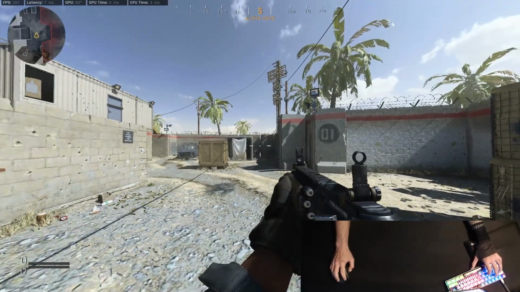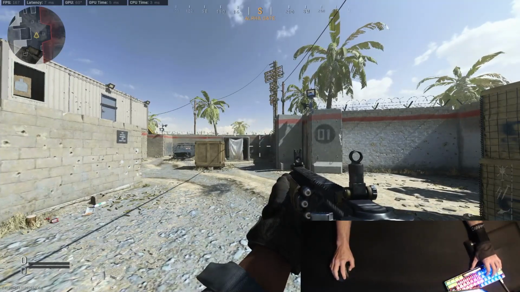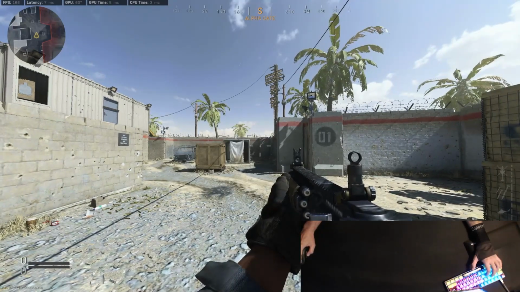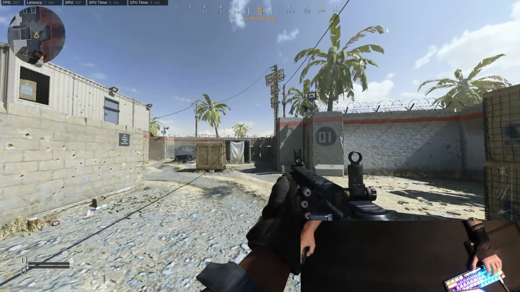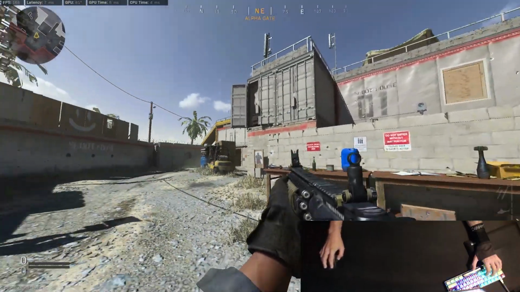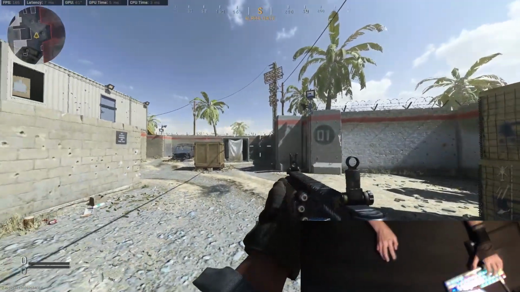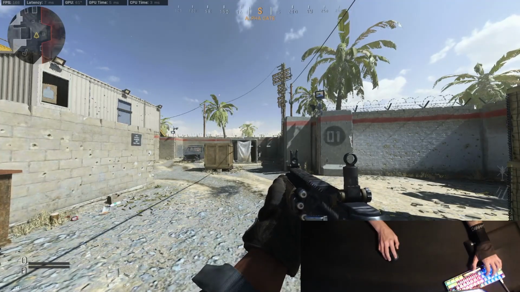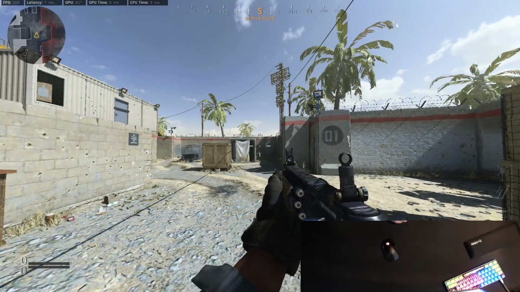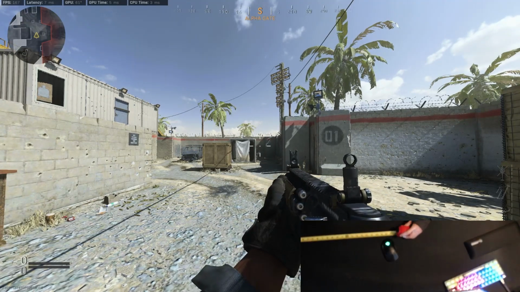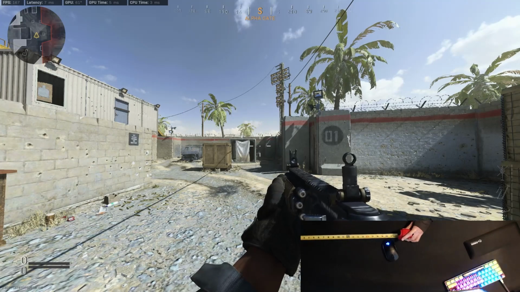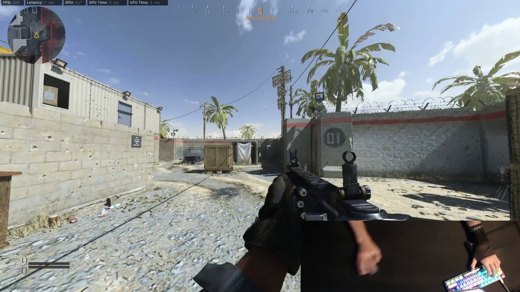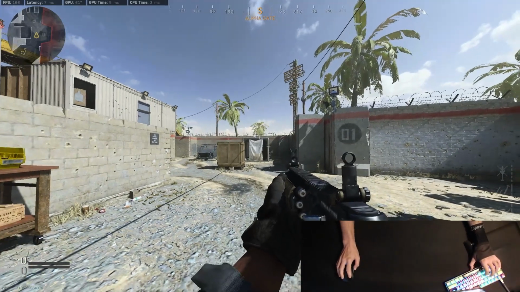So in order to get my centimeters per 360 value, what I do is I take my mouse and I put it all the way to the right of my mouse pad, as far right as I dare go. And then I just turn my character all the way around until I've done a 360. And that is my centimeters per 360. So from right to left, that is about 48 centimeters. So 48 centimeters per 360.